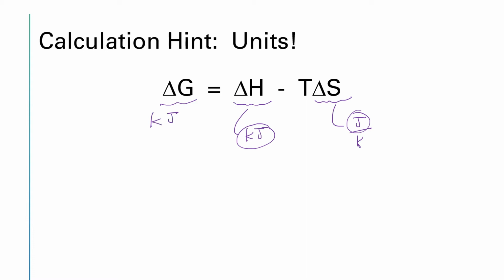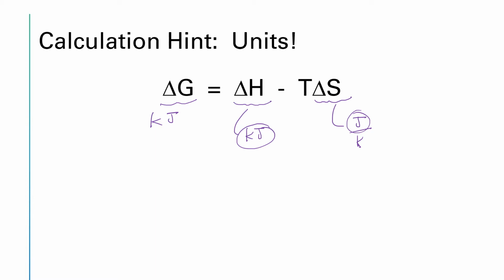So it really doesn't matter whether you use joules or kilojoules. Remember that they're related by that factor of 1,000. So you'll move the decimal point 3 places to the right to convert kilojoules to joules, or you'll move it 3 places to the left to convert joules to kilojoules. It really doesn't matter which way you go.